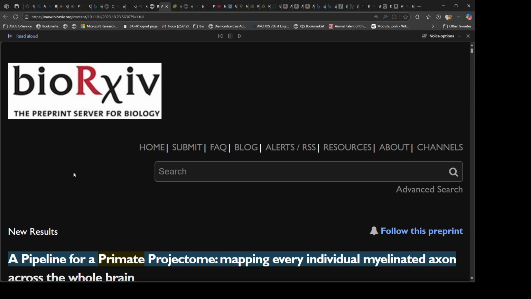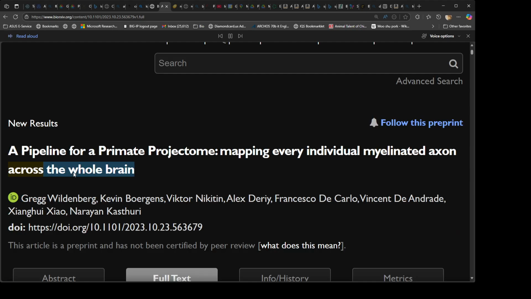A pipeline for a primate projectome, mapping every individual myelinated axon across the whole brain. Greg Wildenberg, Kevin Boergens, Viktor Nikitin, Alex Deriy, Francesco de Carlo, Vincent de Andrade, Xianghui Xiao, Narayan Kasthuri.